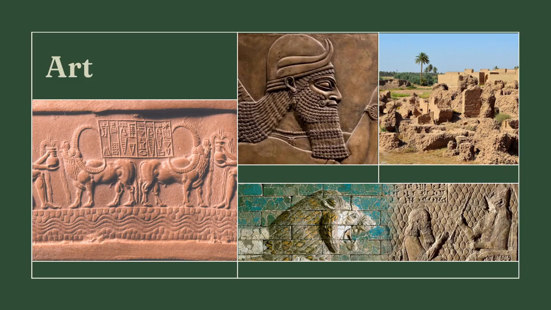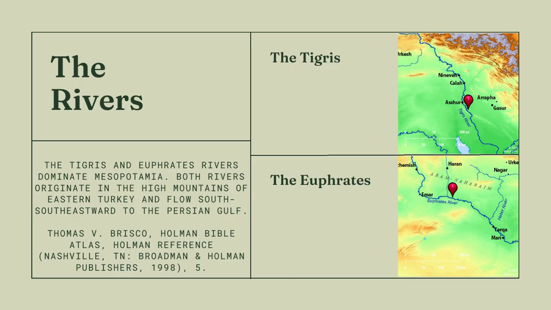It has its own art. You can find art in the area of Mesopotamia from this early period, predating some of those civilizations, and some of these are part of those civilizations and their culture as well. Again, the great rivers that flow through this area, the area of the Fertile Crescent and Mesopotamia, two dominant rivers, and that is the Tigris and Euphrates, flowing down to the Persian Gulf.